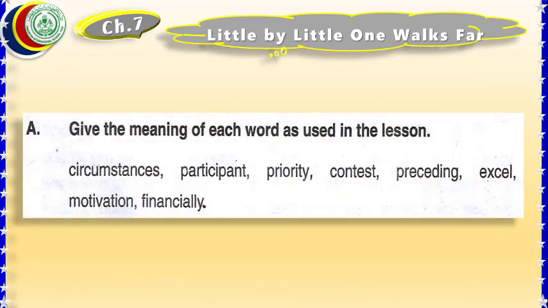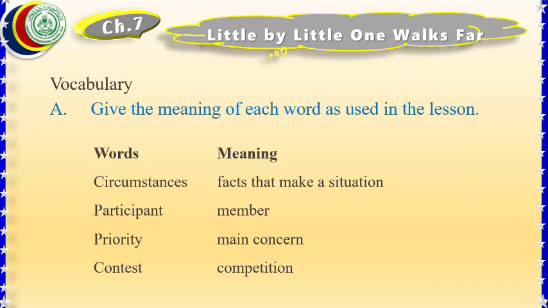Dear students, this is our next exercise. We are set to give the meaning of each word as used in the lesson. We shall write the meaning of these words. Word circumstances, it means facts that make a situation. Participant is a member, a person who is participating. Priority means main concern. Contest is a competition.